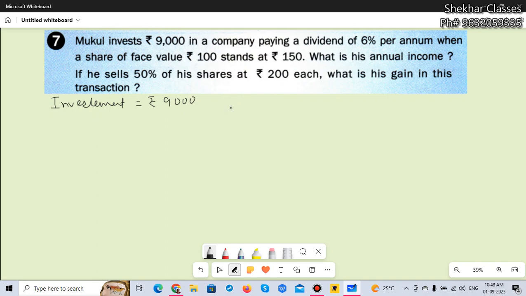Dividend percent, we can say, is how much? 6% rate of dividend. When the share face value, which is the nominal value, same thing, is how much? Rupees 100. It stands at 150, that's a premium value, right? So the market value of the same share is how much? 150.